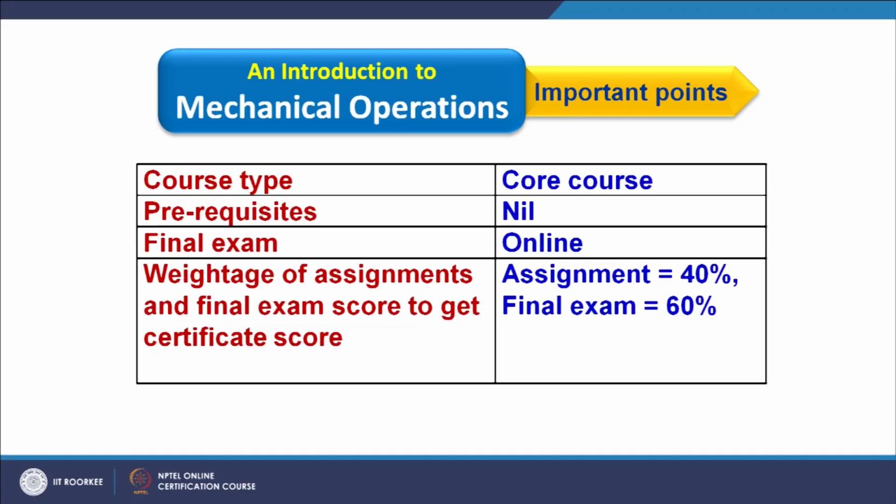Further important points of this course are shown in this slide. It is basically a core course as far as BTech in chemical engineering is concerned. There is no prerequisite required for this course. The final exam will be online. Regarding the weightage of assignment and final exam score to get the course certificate, the assignment has 40% weightage and the final exam has 60% weightage. So accordingly we have the distribution of marks to get the certificate.